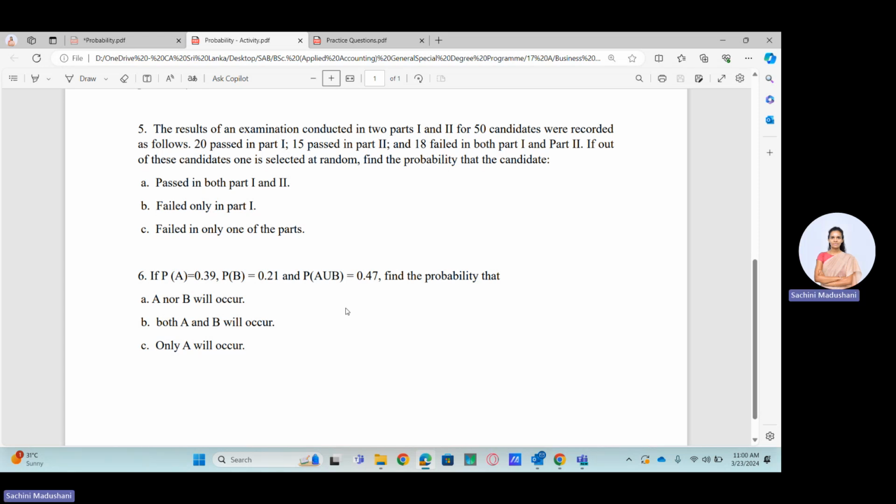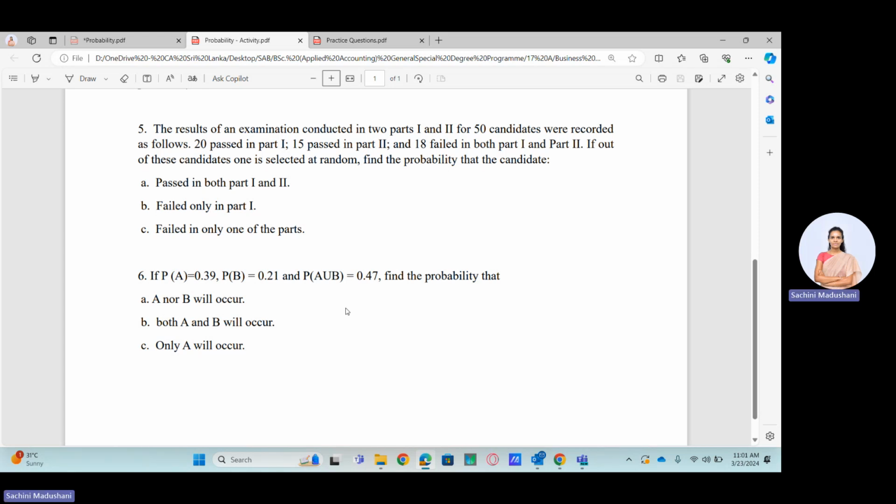Then these 17 passed only part 1, so they failed in part 2. These 17 failed only one part. These 12 also failed in only one part, because they passed part 2 but failed part 1. Then 3 passed both, so we cannot count these 3. The 18 we cannot count either. Why? 18 failed both. Then what is the answer?